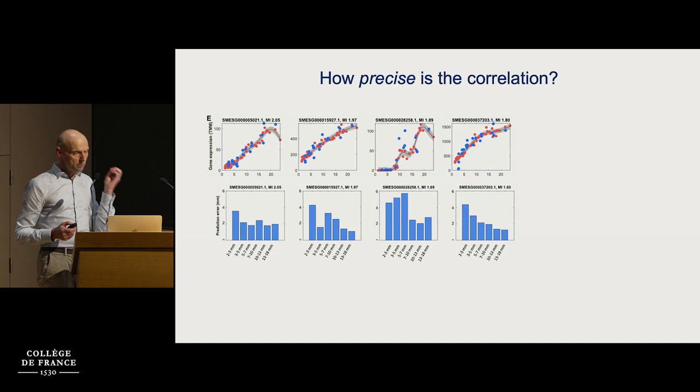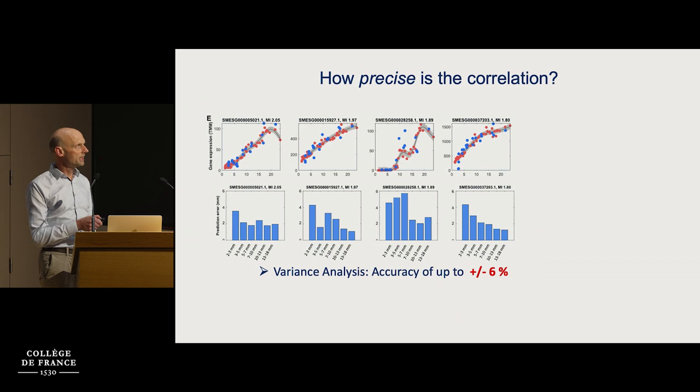Now, an important question here is how precise this correlation is between gene expression level and size of the animal. Here, we essentially repeated the same experiment in a replicate, and looked at the variance of measurement points at a given size, as a measure of the reproducibility of the correlation between gene expression level and size. If we do this, we find that for the best genes, we can tell the size of the animal that was sequenced with an accuracy of about plus minus 6%, just on the basis of the expression level of a single gene.